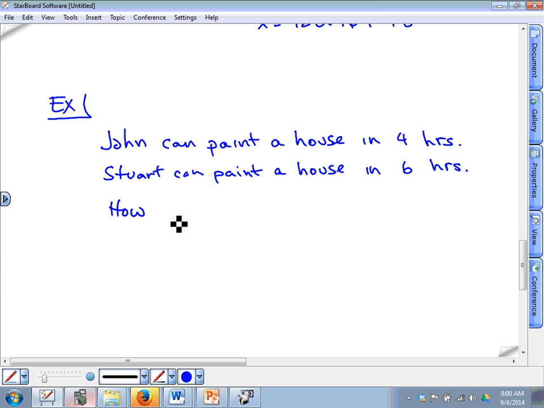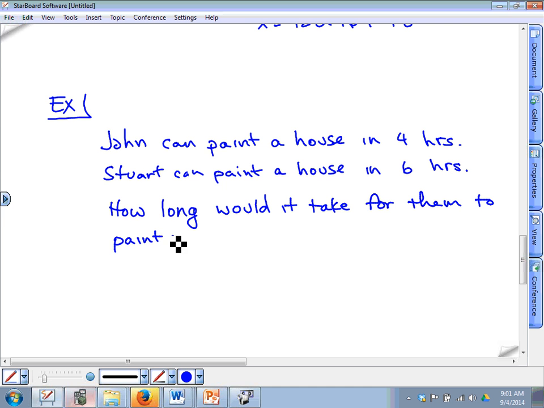How long would it take for them to paint a house working together? It's all about cooperation. If they work together, how quickly can they get the job done?